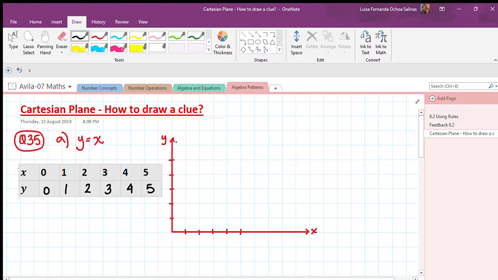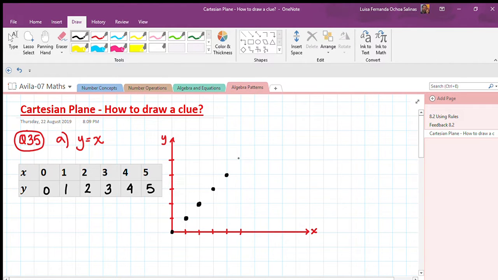Fantastic. So if I have here my Cartesian plane, I can plot all these points. The first point that I have is 0, 0, which is called the origin. The second one is 1, 1, then 2, 2, 3, 3, and 4, 4. And the last one that we have is 5, 5.